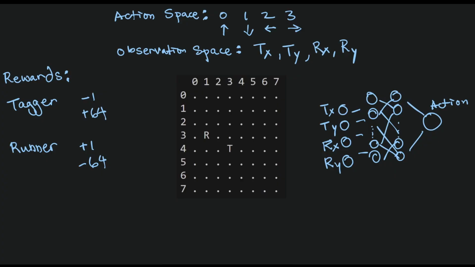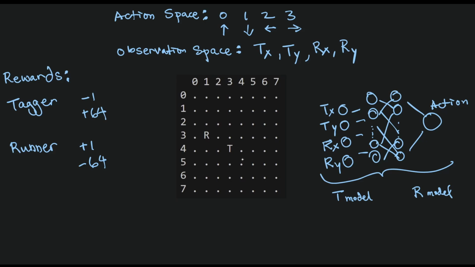Now that we have all the reinforcement learning elements in place, we can talk about how self-play training is going to work. We talked about using the same neural network architecture, but creating two instances of it. One instance of the model we're going to use to train the tagger, and then another instance of the model we're going to use to train the runner.